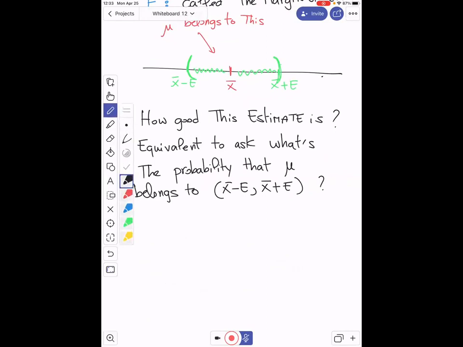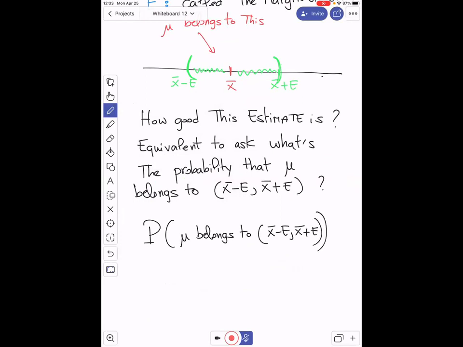Let's say this probability is equal to C, and this number C actually has a name. It's called the confidence level. So this is the probability that mu, the population mean, belongs to the interval x bar minus E, x bar plus E. This probability is equal to some number, denoted by C, and it's called the confidence level. So it's a probability, right?